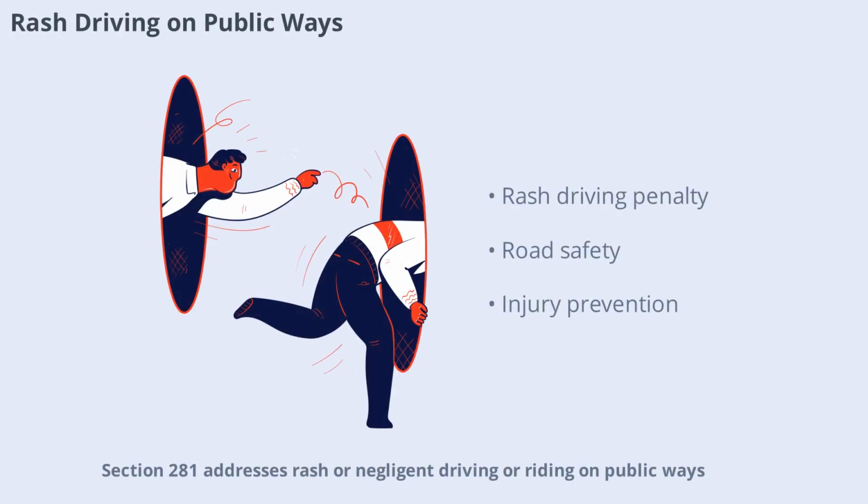Section 281 addresses rash or negligent driving or riding on public ways. Such conduct endangers human life or is likely to cause injury. The law aims to promote road safety and prevent accidents. By penalizing reckless behavior, it encourages responsible driving and protects pedestrians and other road users. This section is a reminder that public spaces require careful conduct to ensure everyone's safety.